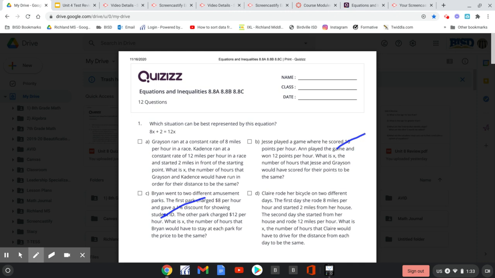Claire rode a bicycle, and the first day she rode 8 miles per hour and started 2 miles from her house. So that's plus 2. That looks awesome. The second day she started from her house and rode 12 miles per hour. That's perfect. So we have 8X plus 2 equals 12X. So D would be your answer. Let's look at the next one.